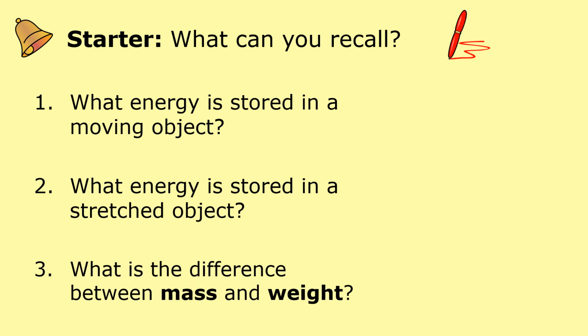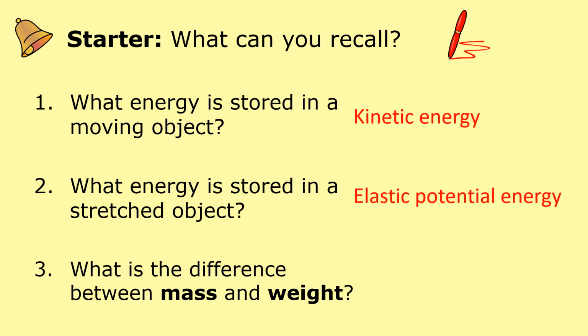Okay, let's see how you got on. If you've got a different coloured pen, then grab it now so that you can mark your work. The first question, what energy is stored in a moving object? The answer is kinetic energy. Well done if you remembered that from your energy topic at the start of year 7. Question 2, what energy is stored in a stretched object? That is elastic potential energy. Again, well done if you remembered that.